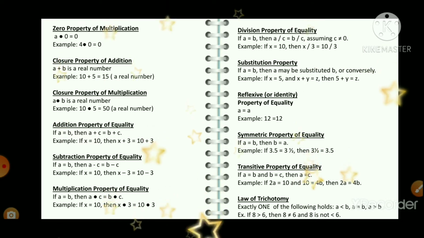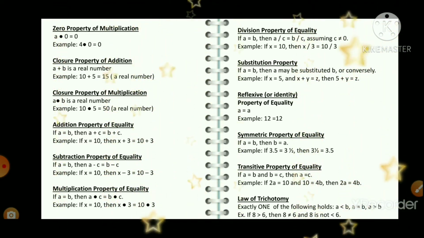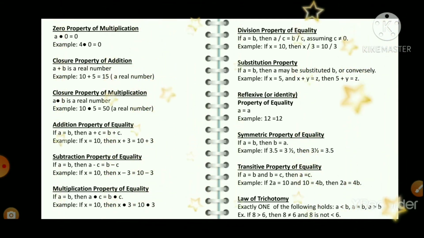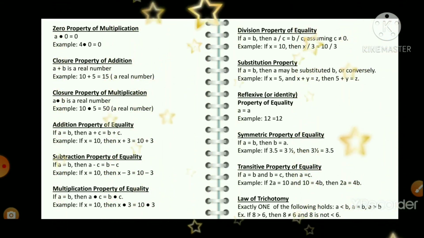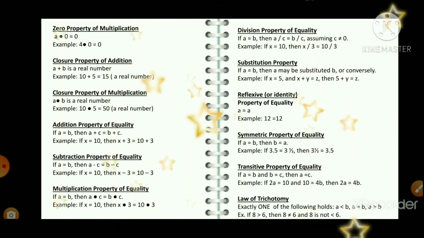Closure property of addition. A plus B is a real number. Example, 10 plus 5 is equal to 15. 15 is a real number. The sum of any two real numbers is another real number.